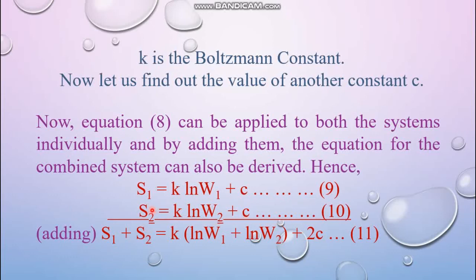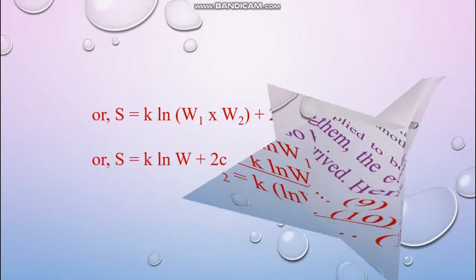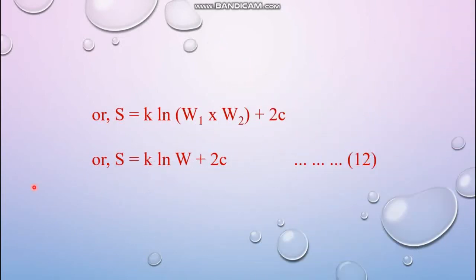Now combine them, just simply add them. On the left hand side you will get S1 plus S2, and on the right hand side you will get k times ln W1 plus ln W2 plus twice c. This is equation number 11. But ln W1 plus ln W2 is what? It is ln of W1 into W2, and W1 into W2 is W, we know. So S equals k ln W1 into W2 plus twice c from equation 11, or S equals k ln W plus twice c. So instead of W1 into W2, we are writing the probability of the combined system W. Thus we get equation number 12.